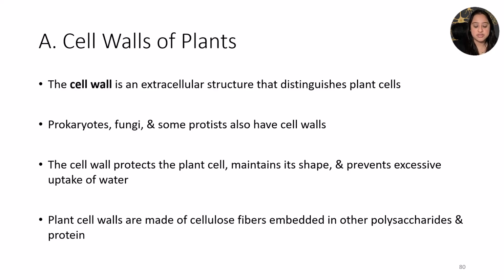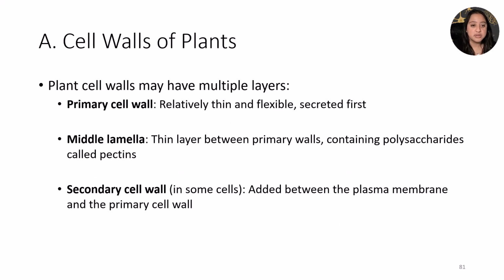The cell wall protects the plant cell, maintains its shape, and prevents excessive uptake of water. So if a cell takes up a lot of water, it's not going to burst because it has that wall to keep it in shape. Plant cell walls are made of cellulose fibers that are embedded in other polysaccharides and protein. And plant cell walls have multiple layers, actually, even though it looks like one to us. Again, we've seen it under the microscope, and there are multiple layers.